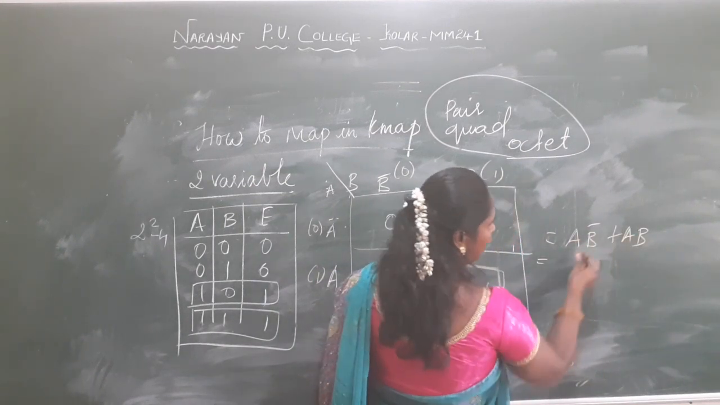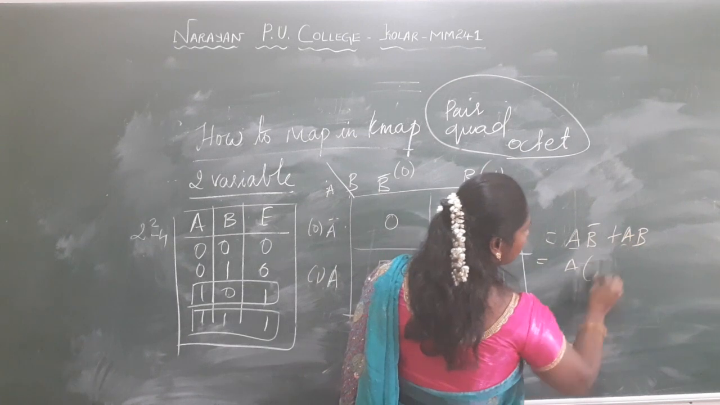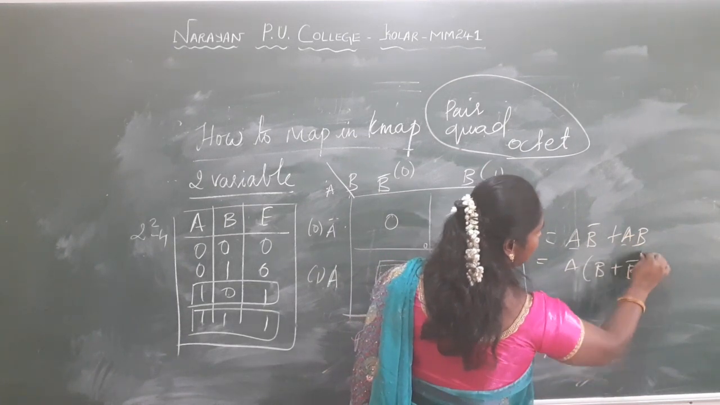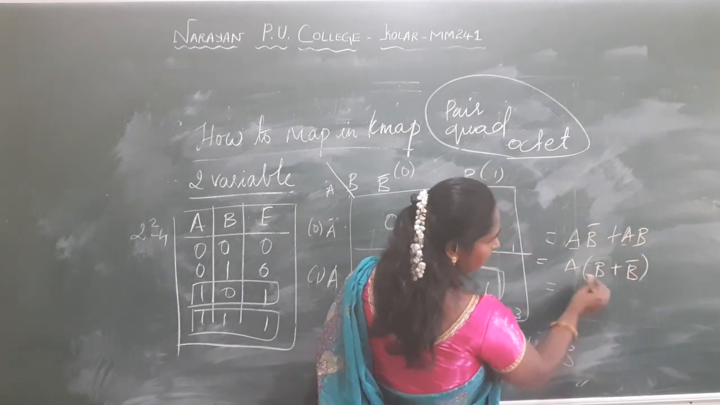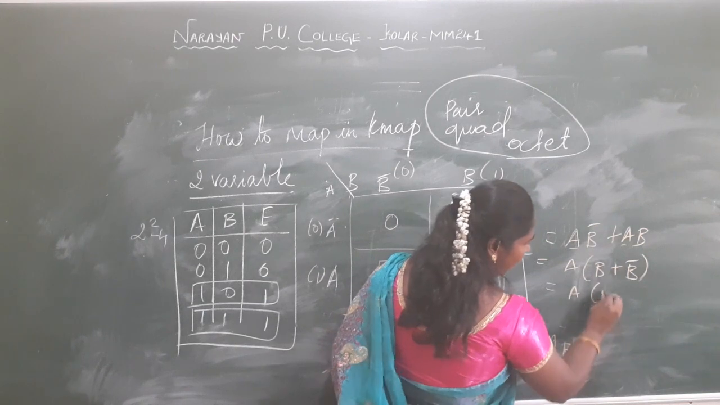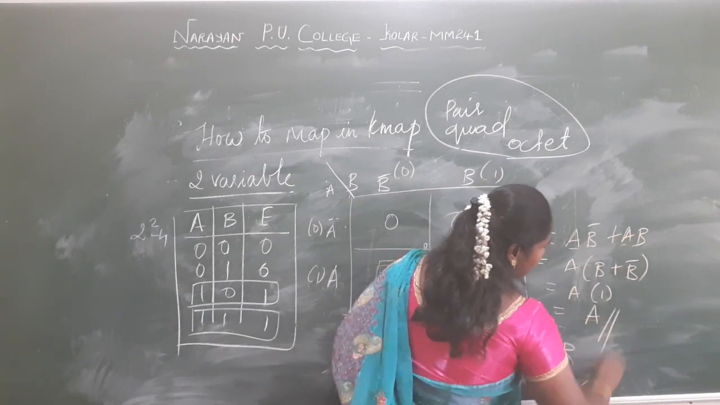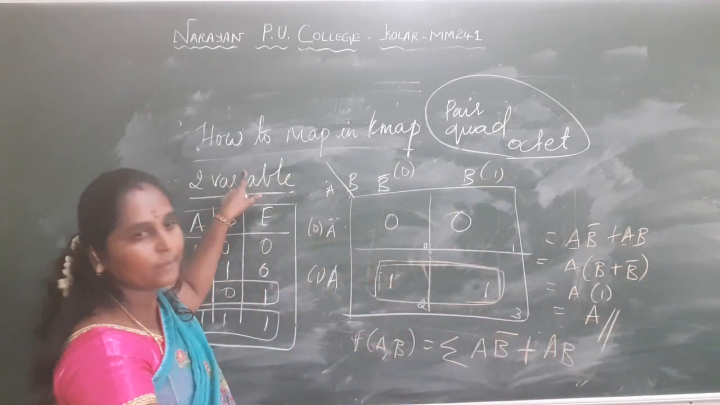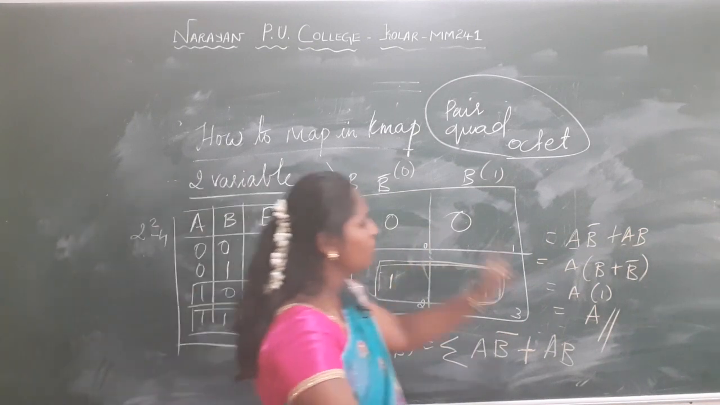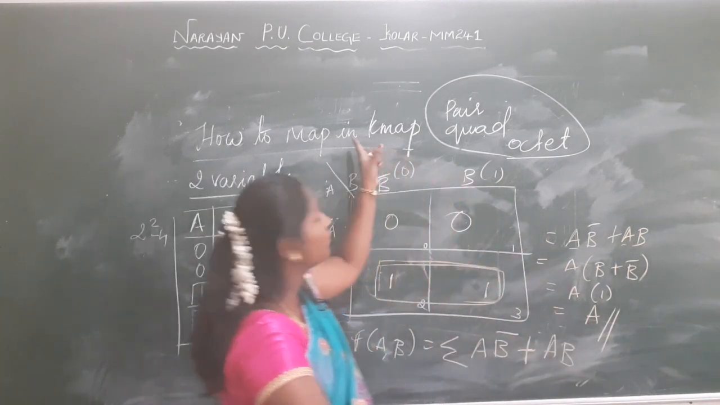Find the common term A. So A times B plus B bar. Here B plus B bar is nothing but 1. So the expression for this particular K-map input is minimized to A with the help of the K-map.